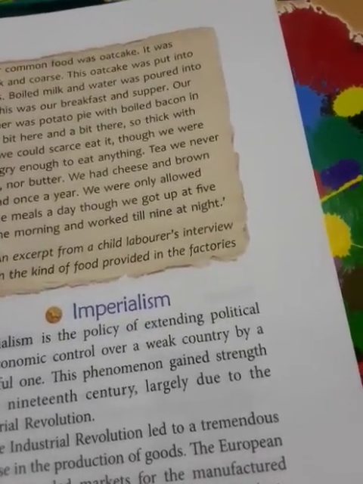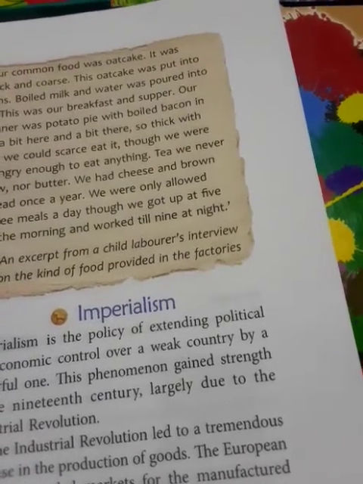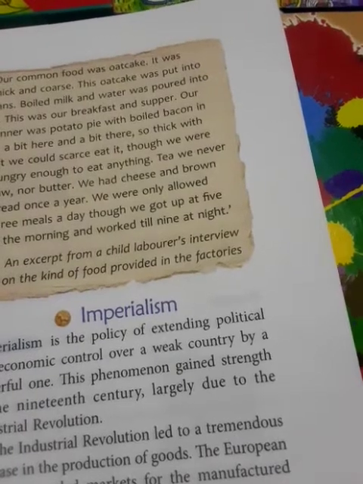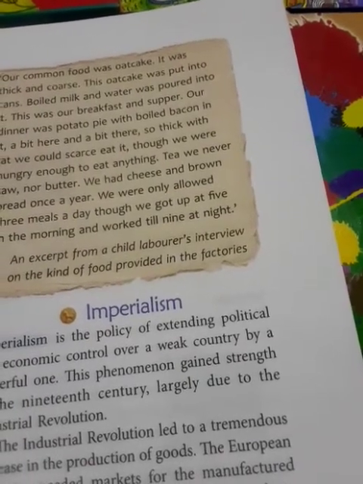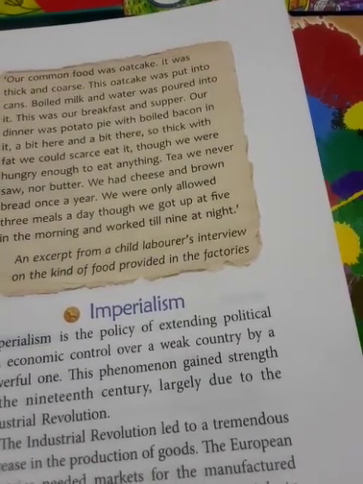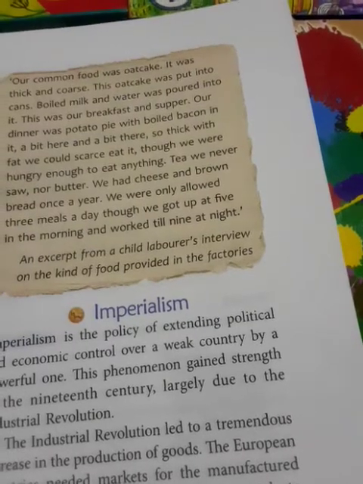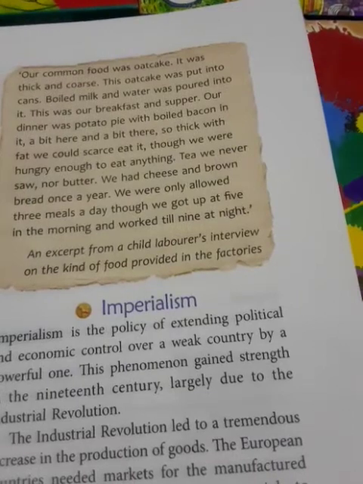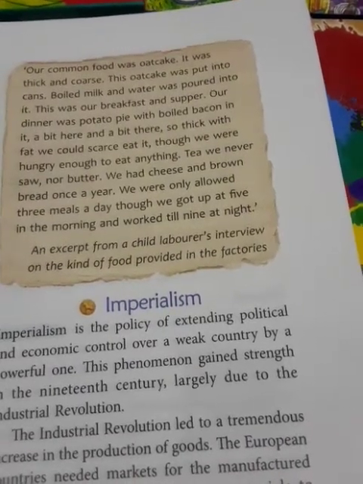Question 6. Which 2 inventions improved agricultural productivity? Answer. Inventions of seed drill and horse hoe improved agricultural productivity. Question 7. What is capitalism? Answer. Capitalism was a system in which the means of production were privately owned and operated for profit.